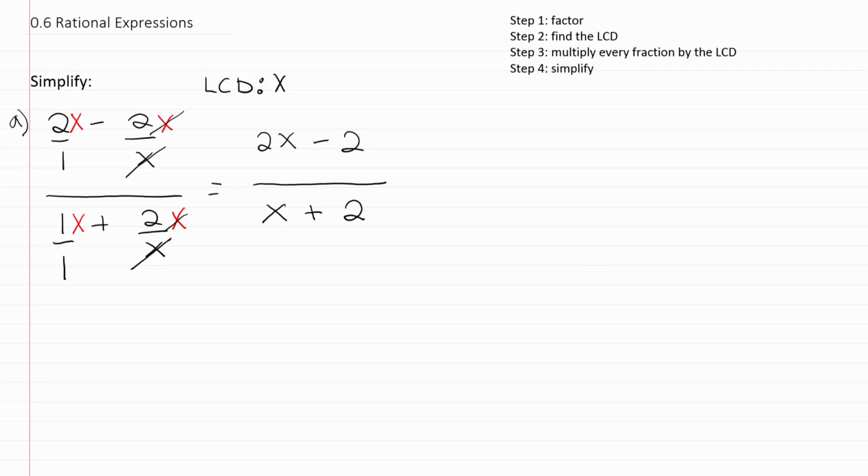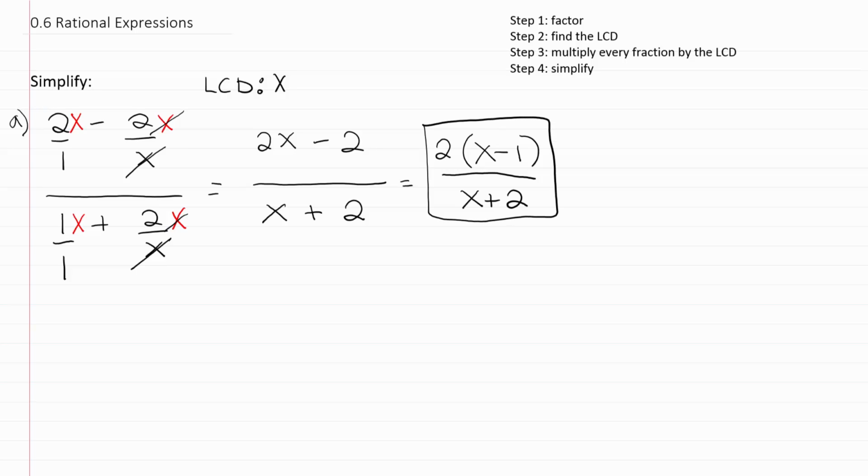Now from there, we could simplify by trying to factor out the common 2 in the numerator. That'll give you x minus 1, and that will be over the denominator, x plus 2. We can't do any more to this because we don't have any common terms that we can cancel, so we'll just leave that alone. And that's our answer. Let's look at example B now.